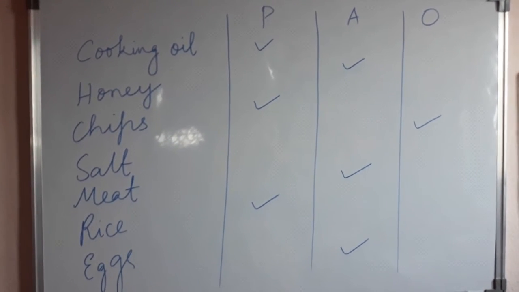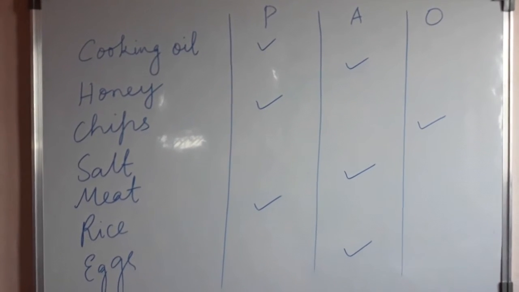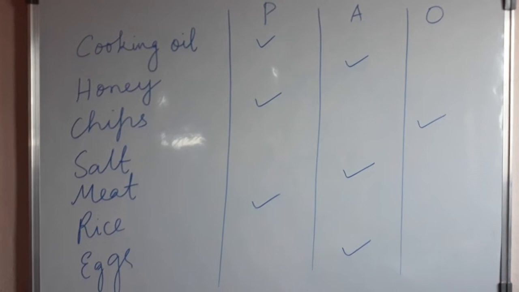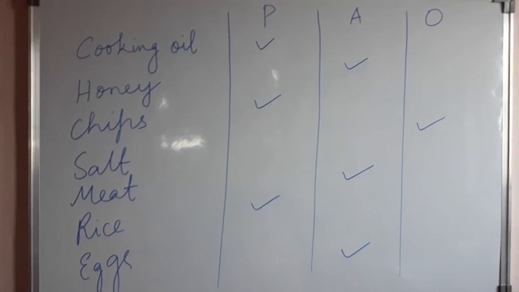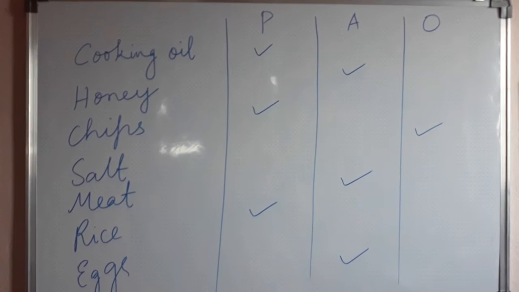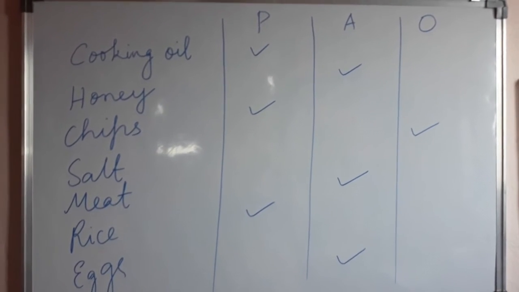Honey. Honey, it is very sweet to eat. Yes. So honey is given by the honeybees. So we are considering it as animal. Chips. Chips means generally potato chips or banana chips. Any kind of chips. From where do we get these chips? We get these potatoes and bananas from the plant. So it is also a plant product.